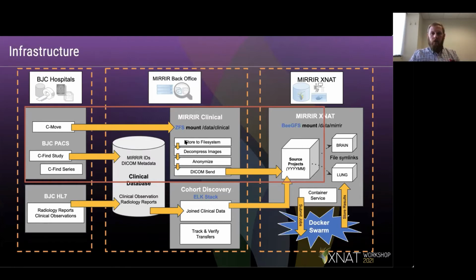These are basically the steps: store to file system, decompress. Anyone familiar with CTP will recognize these. And at the end of that, we're doing a DCM send to our XNAT instance. And the way we're currently storing, XNAT with its project based data model, you can't just have one source project, or at least I haven't found a way to do this without upsetting the file system.